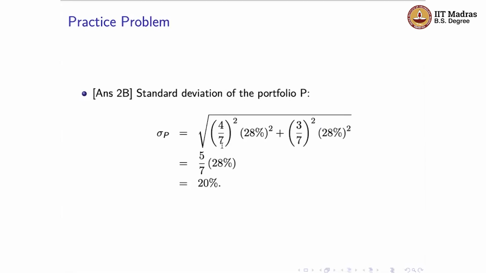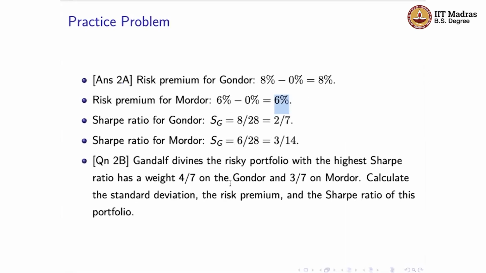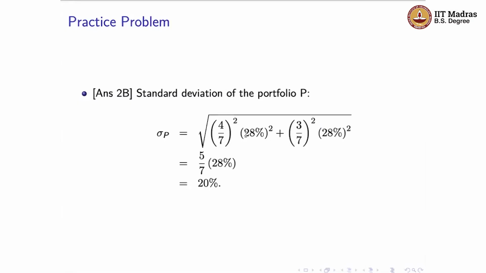4 by 7 is the weight on Gondor, right? 28% is the standard deviation. So 28% squared is the variance, plus 3 by 7 is the weight on Mordor. And again, 28% is the standard deviation of Mordor, right? So we can take this 28% squared outside. So that just becomes 28%.